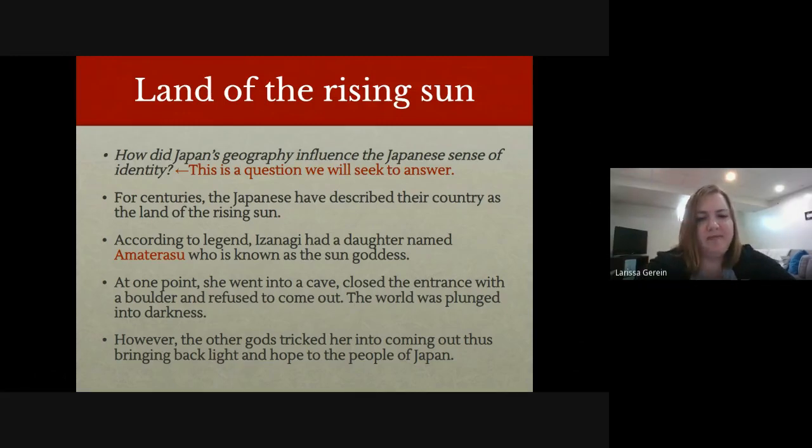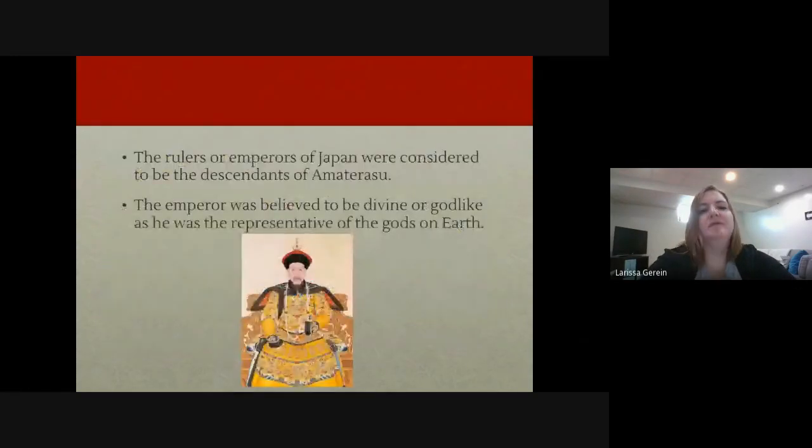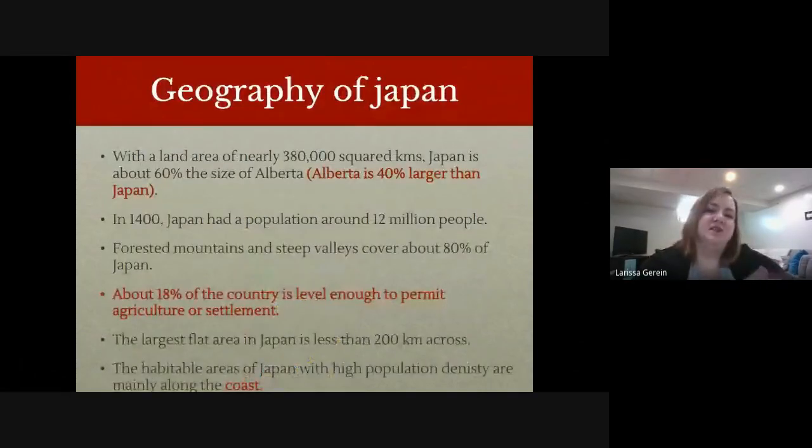This image done by Kunisada Utagawa shows Amaterasu emerging from the cave. And so the rulers or emperors of Japan were considered to be descendants of Amaterasu. So the emperor was believed to be divine or godlike, and he was the representative of the gods on earth. So, going back to geography of Japan, it's a land of nearly 380 square kilometers. It's about 60% the size of Alberta.